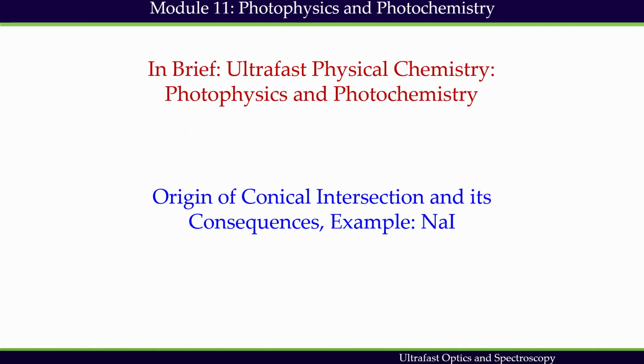With this, we have come to the end of this module. In this module, we have discussed the origin of conical intersection, consequences of conical intersection, how to represent conical intersection, and how to predict the photochemical behavior of a molecule through conical intersection. And then we have given an example of ultrafast spectroscopy, which has probed the dynamics of the NaI system evolving through an avoided crossing. We'll meet again for the next module.